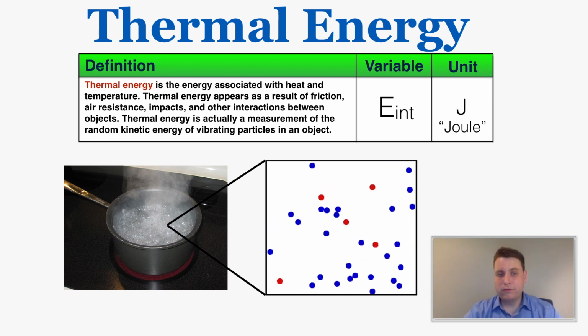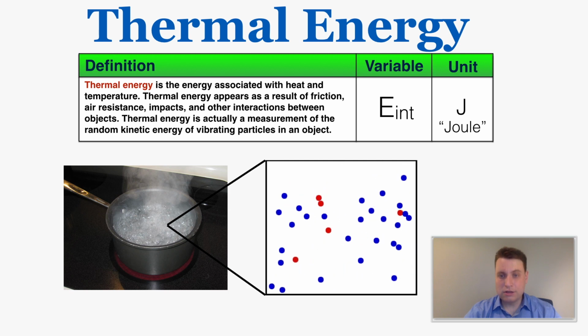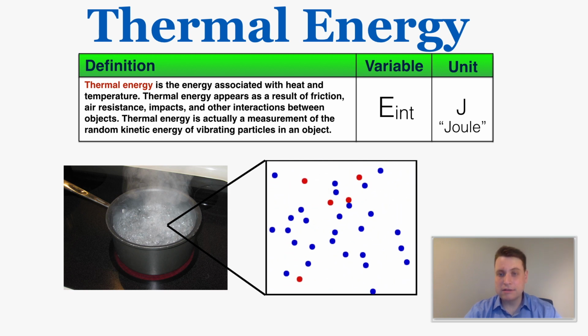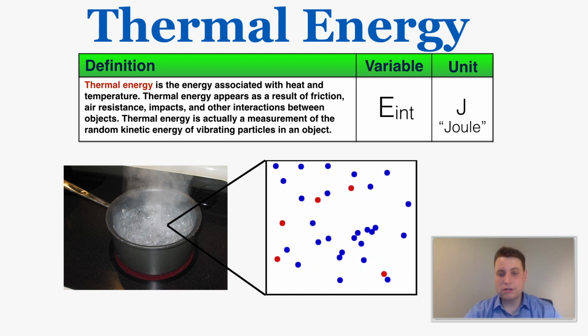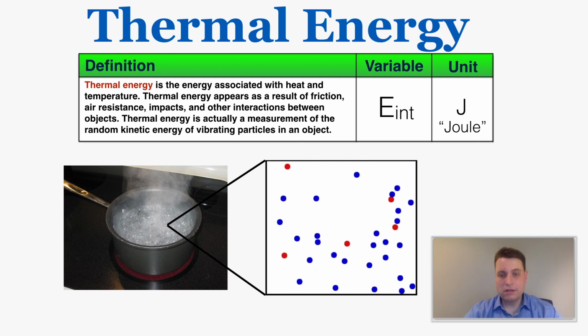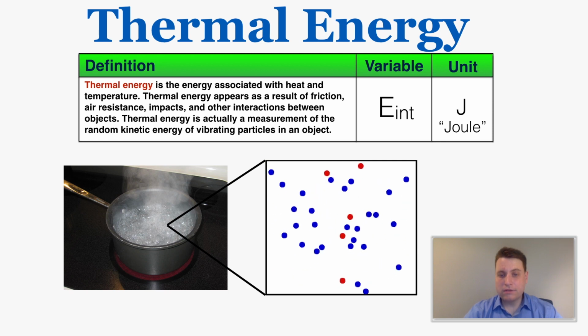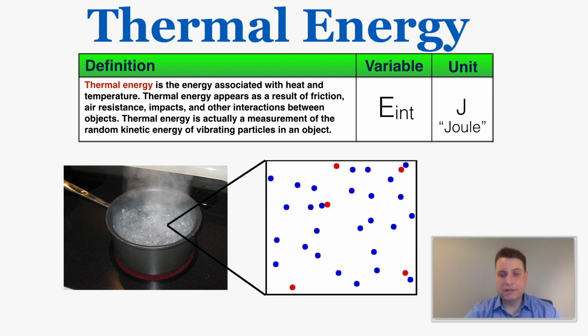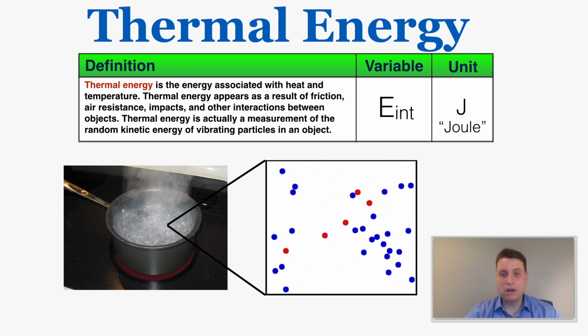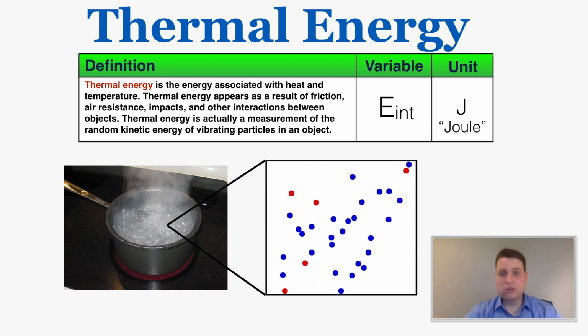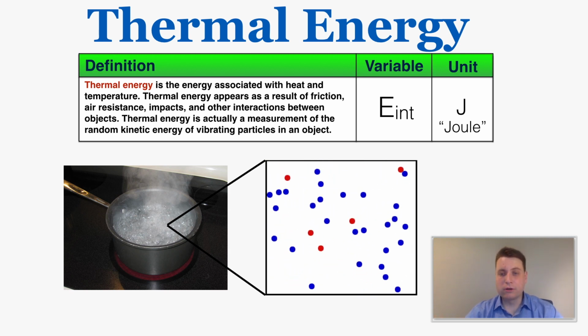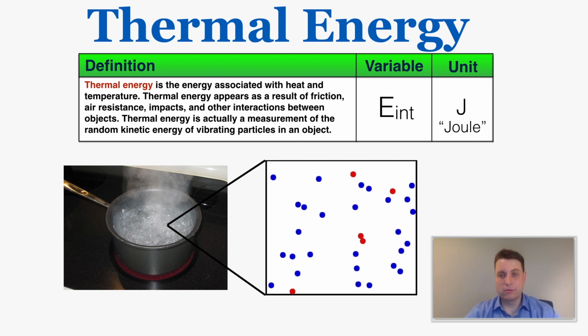The variable for thermal energy is a little strange. It's capital E subscript INT. This means internal energy. The reason it's called this is because this is the internal kinetic energy that an object has because of all the random movement of the particles inside of it, if that makes sense. So even if the object isn't moving, the particles internal to it might still be moving back and forth, and so it has some internal thermal energy.